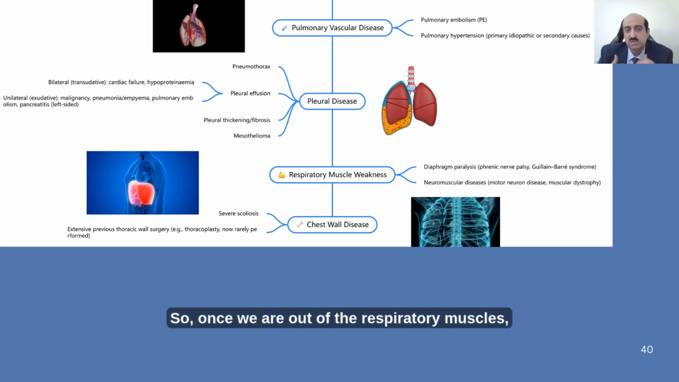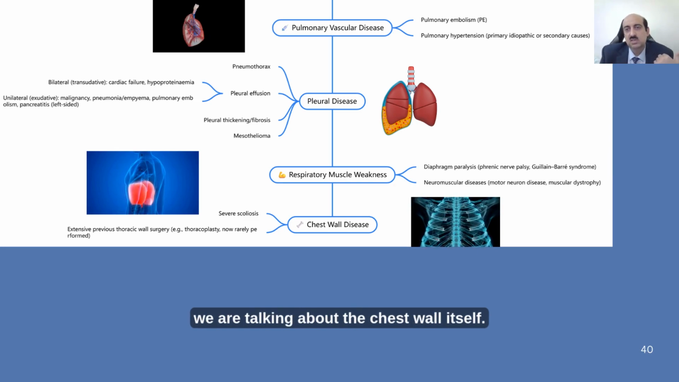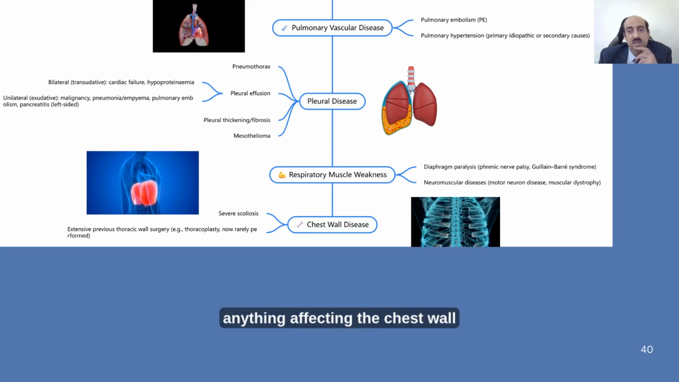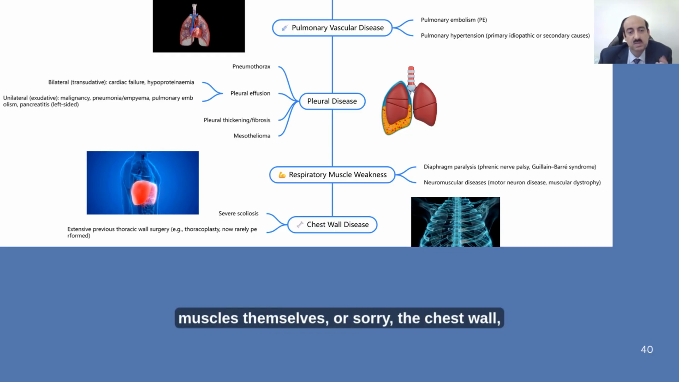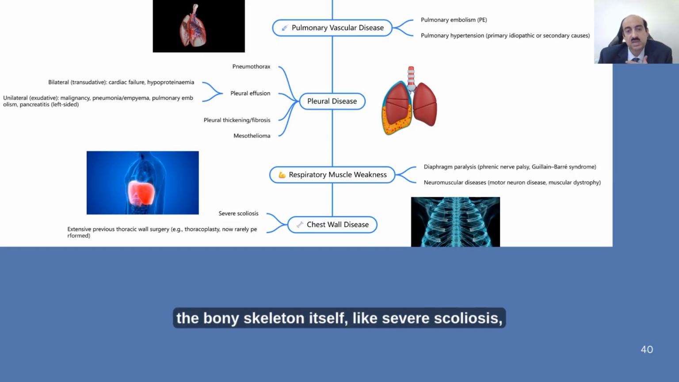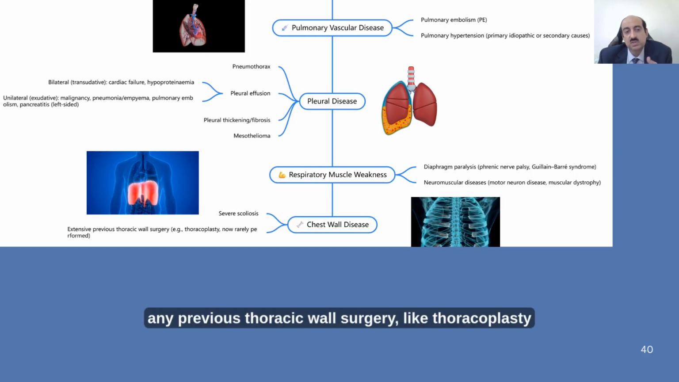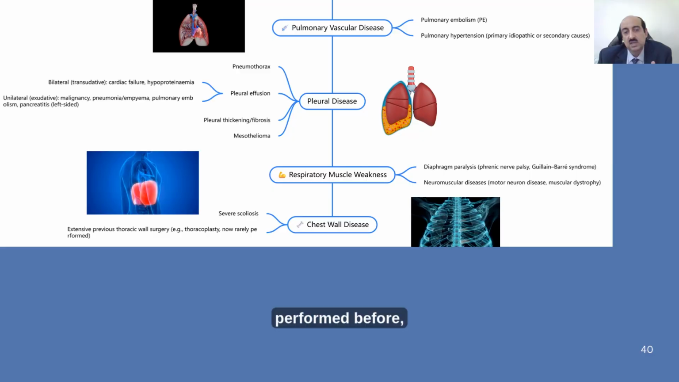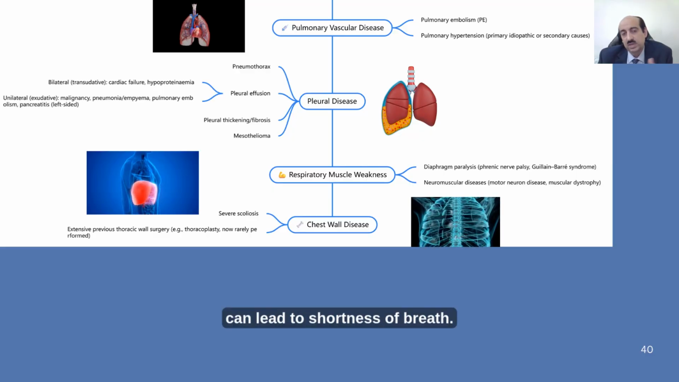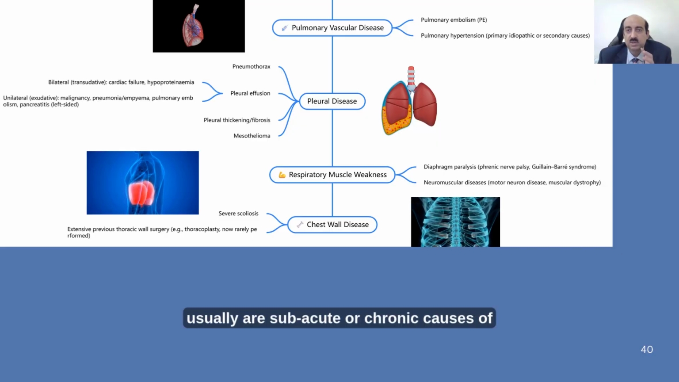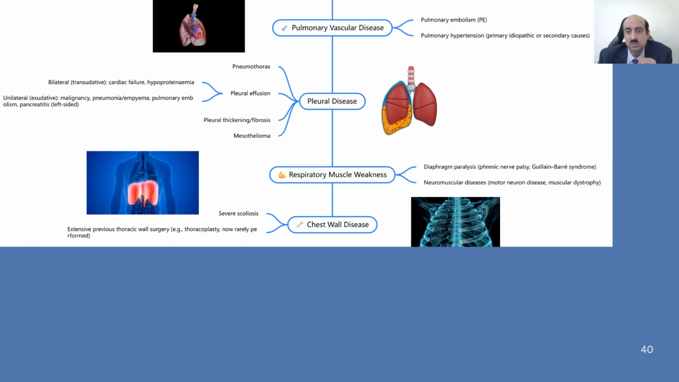Finally, we are talking about the chest wall disease itself. So once we are out of the respiratory muscles, we are talking about the chest wall itself. So anything affecting the chest wall muscles themselves, the chest wall, the bony skeleton itself, like severe scoliosis or any previous thoracic wall surgery like thoracoplasty performed before, can lead to shortness of breath. However, both respiratory muscle weakness and chest wall diseases usually are subacute or chronic causes of dyspnea rather than acute.